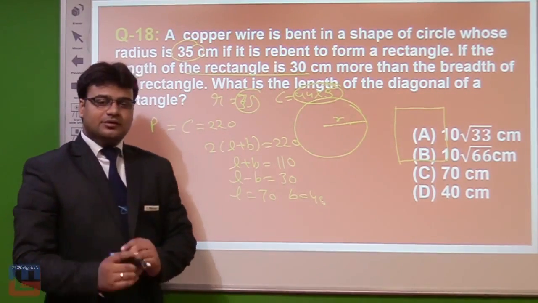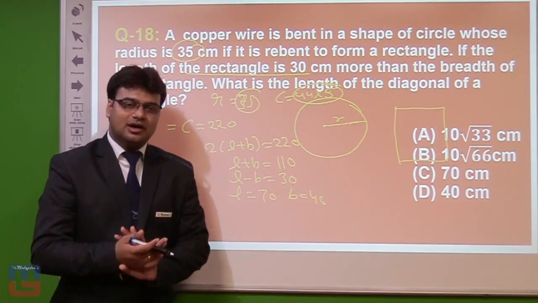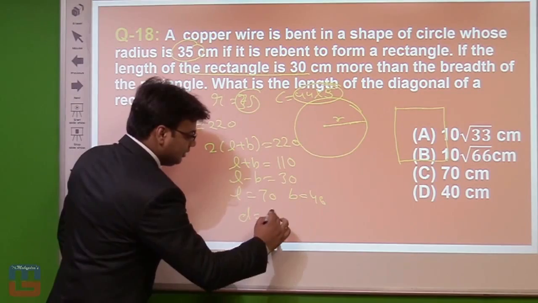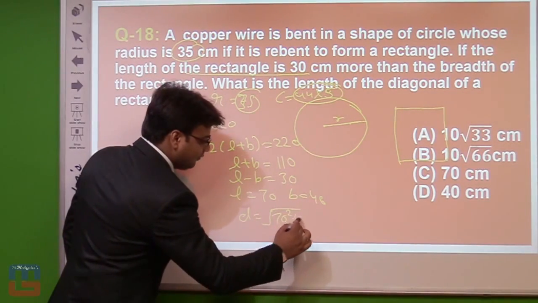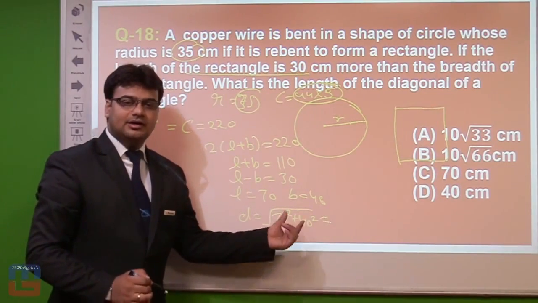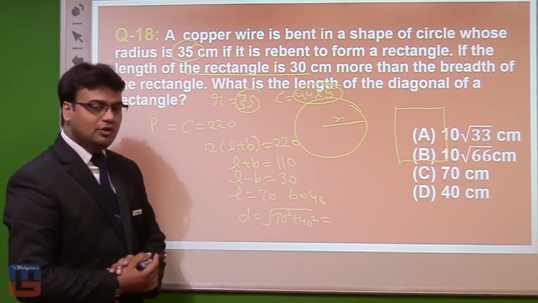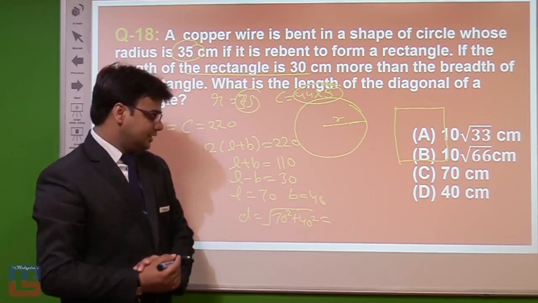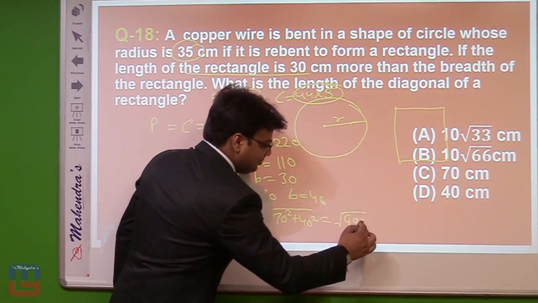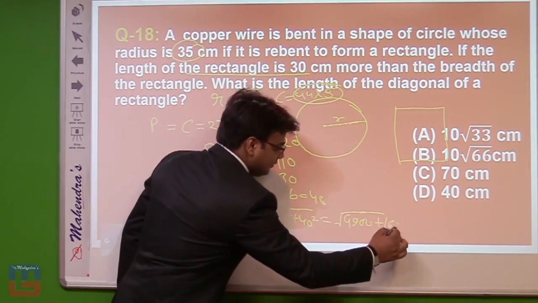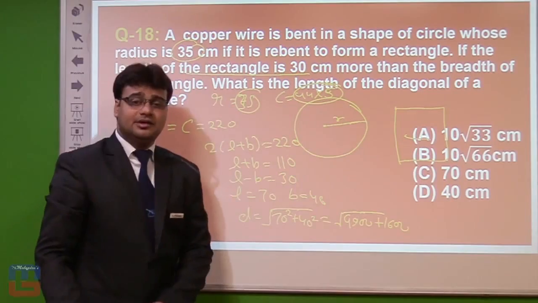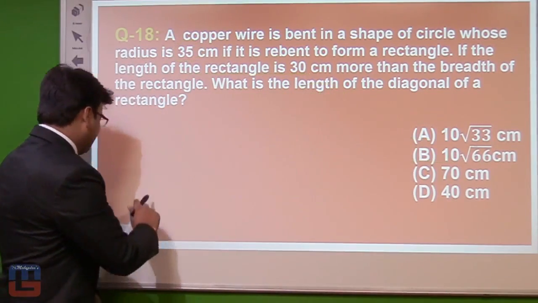What we are required to find is the length of the diagonal of the rectangle. The diagonal of the rectangle we write as the root of 70 square plus 40 square. That is 4900 plus 1600, and we get 6500. Then we simplify it and get 10 root 65 centimeters. It's available in the options.